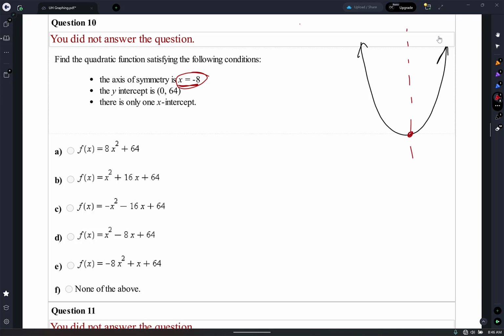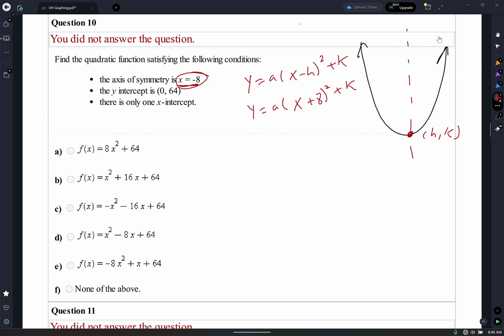The y-intercept is 64. Okay, so here we go. y equals a, parenthesis x minus h, close it, squared, plus k. And remember, this should be h comma k. So if my axis of symmetry is negative 8, then that means I look like this. A parenthesis x plus 8, close it squared. And I don't know what that k is. We'll figure it out right now.